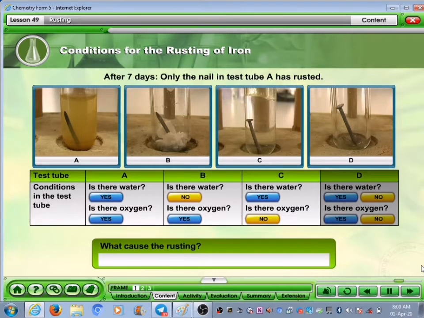So what do you think caused the rusting? Key in your answer and check your answer when you have finished.